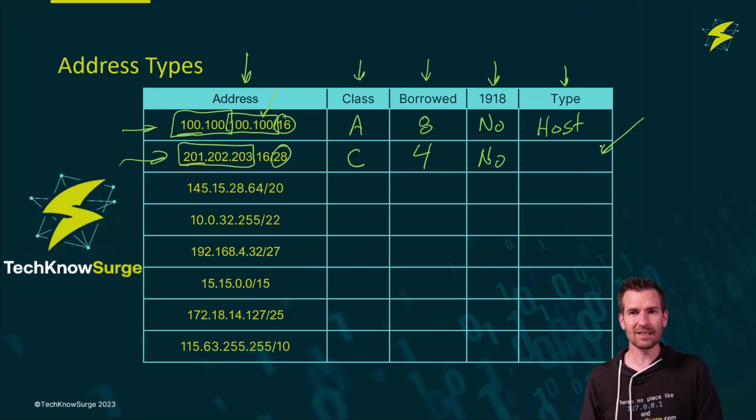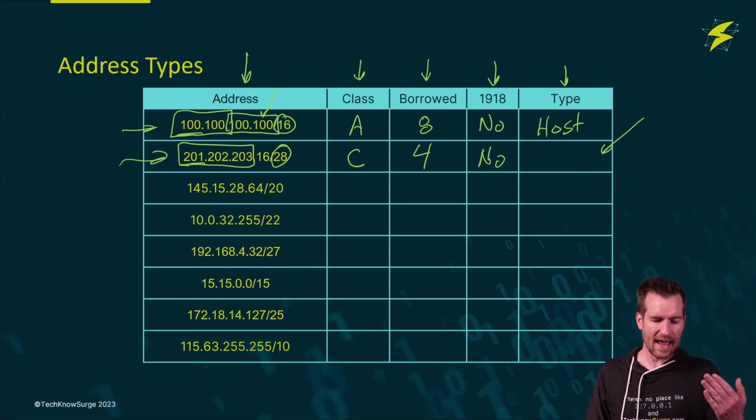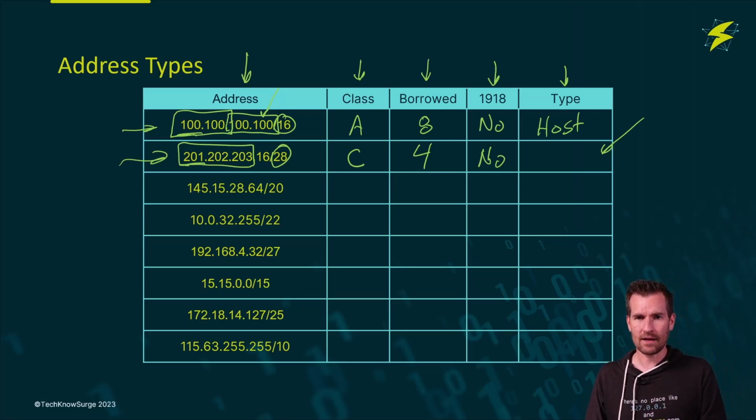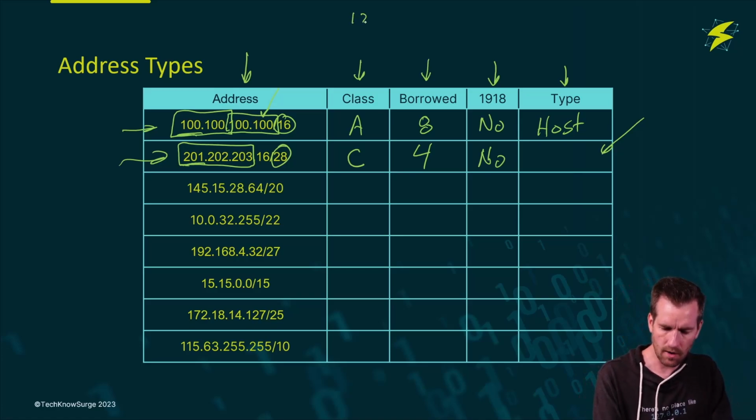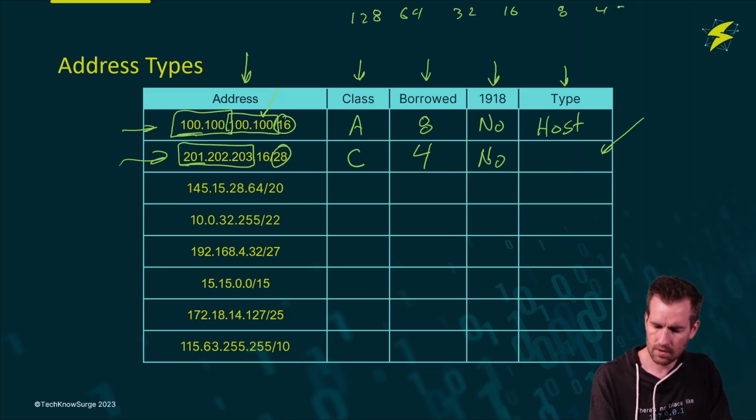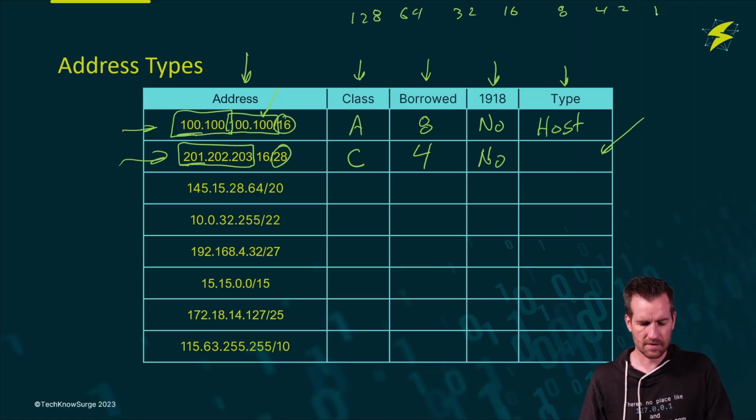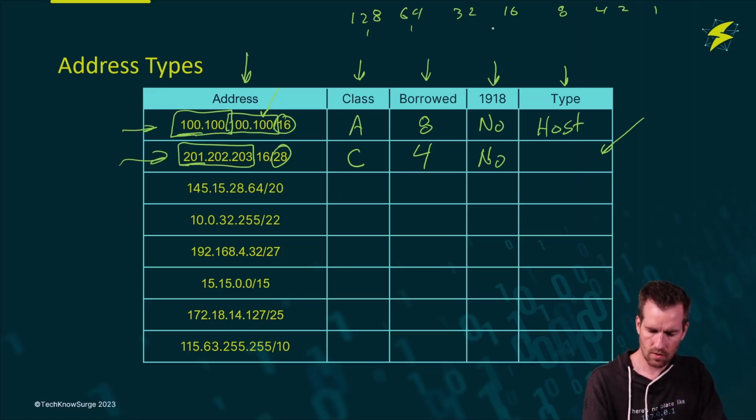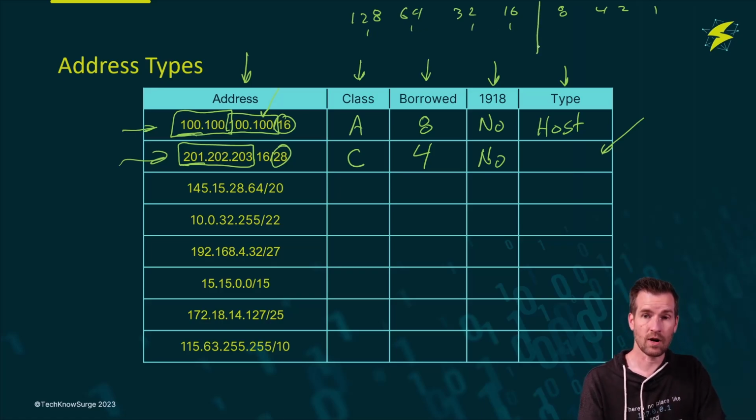So this is where it gets a little more tricky. What I could do is the ANDing process to figure out what the network address is, and I can figure out what the range of this address is. Instead, I'm just going to show you a little different method of doing this. I'm going to type out 128, 64, 32, 16, 8, 4, 2, 1, just as a reference here. And we are borrowing 4 bits, so I'm going to say 1, 2, 3, 4. This is where we draw the line.